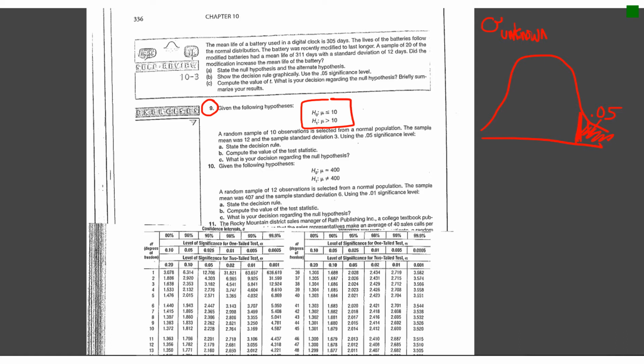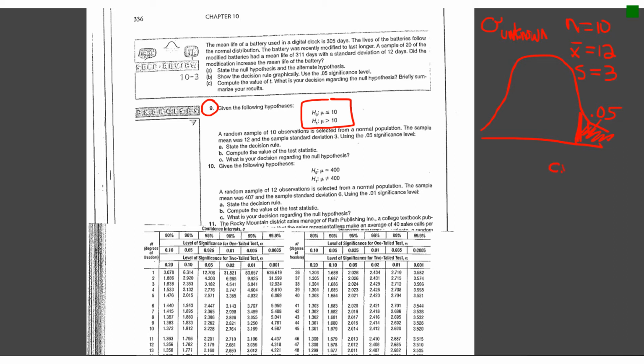And let's go ahead and extract some more data. The sample size is only 10, but we can still do normal. And it looks like the sample mean turned out to be 12. And the sample standard deviation, notice that is equal to 3.